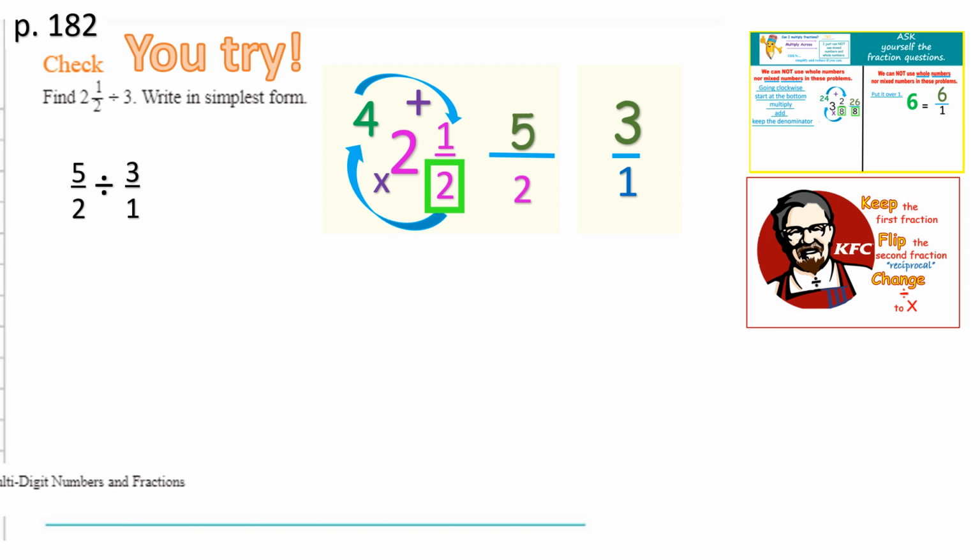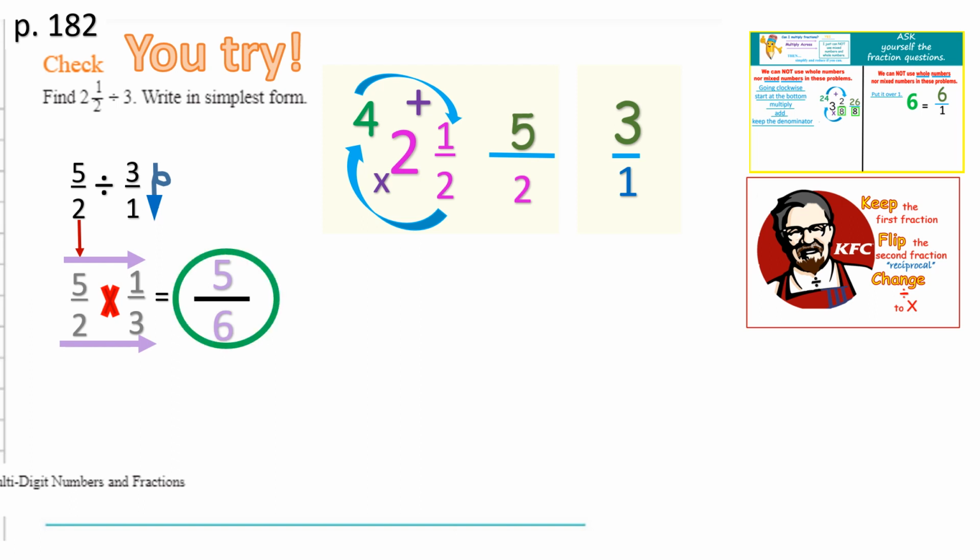So when I know I can't divide, then I go through my KFC. I keep my first one. I flip my second one, so my reciprocal is 1/3, and then I change my division to multiplication. I'm left with multiplying across, and when I multiply across numerator and denominator, 2 times 3 is 6, and 5 times 1 is 5. There's no labels, it's not a word problem, so 5/6 is my final answer.